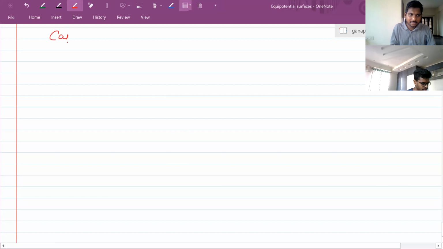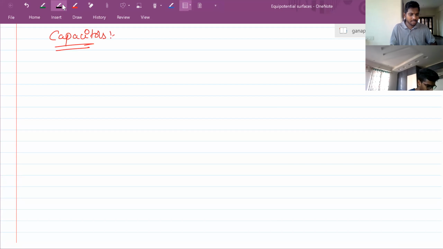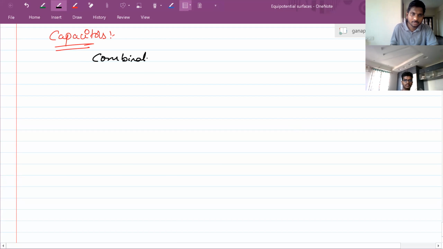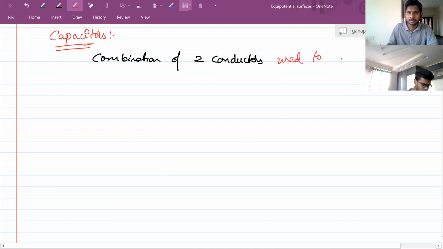When it comes to capacitors, a capacitor is actually a combination of two conductors. So we use it to store charge and energy. Energy, how will it store? It will store energy in the form of electric field.